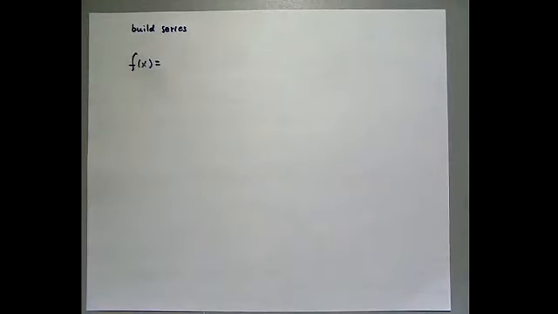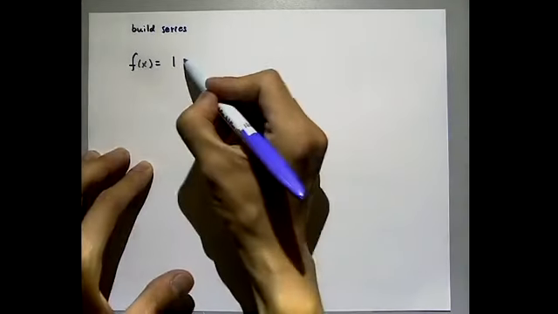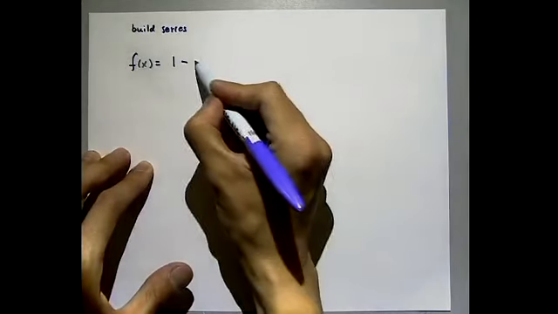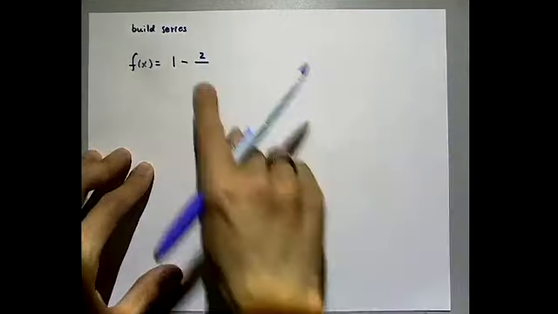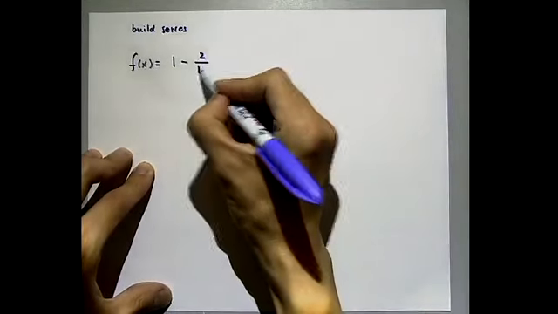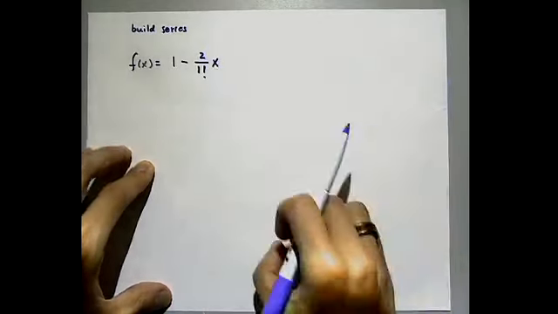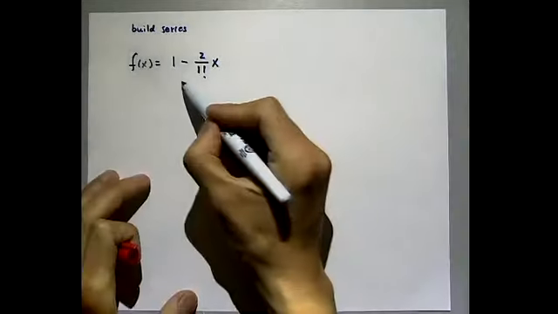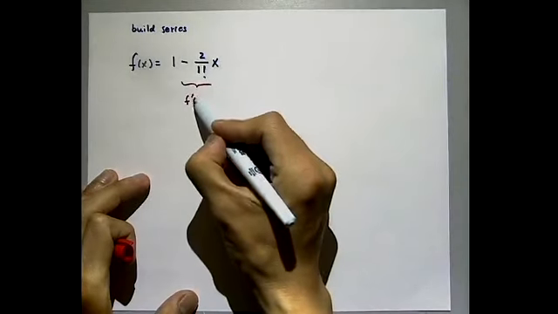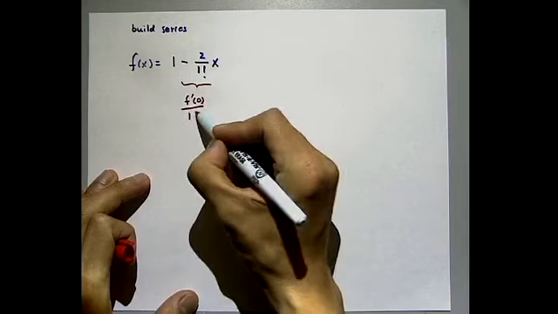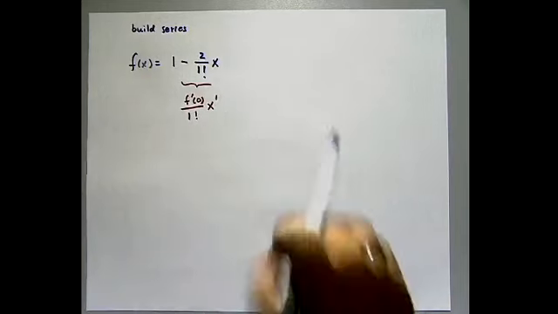So first we start with f at 0, which is 1. And then the next one is a negative 1. You saw that. 2. And this is the first derivative, so it's 1 factorial times x to the first. So again, this here is f prime of 0, 1 factorial x to the first.